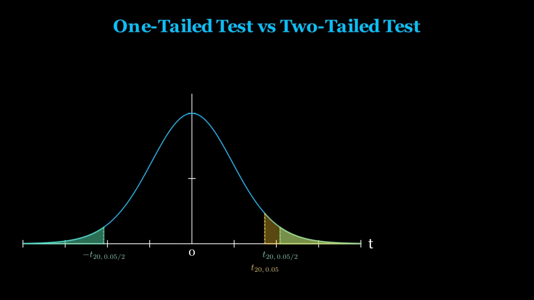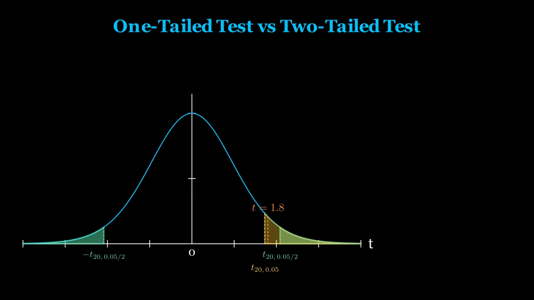To see why, let's compare. A one-tailed test puts the entire alpha of 5% into a single tail. The one-tailed region captures 5% of the area, so the cutoff sits at 1.725. But the two-tailed test splits alpha in half, only 2.5% in each tail. To capture a smaller slice of area, the cutoff must move further out into the tail. That's why the two-tailed critical value, 2.086, is larger.